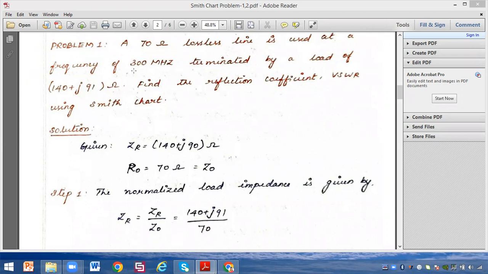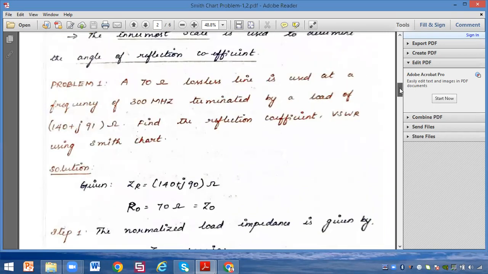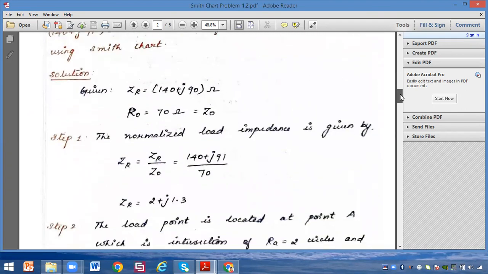They have given the frequency, the characteristic impedance as 70 ohm, and the load impedance as 140 plus j91 ohm. We have to find the reflection coefficient and voltage standing wave ratio using the Smith chart. The given data is the load impedance and the characteristic impedance, which is 70. They have mentioned it as a lossless line, that is, a dissipationless line. In the dissipationless line, we can write Z0 as R0.